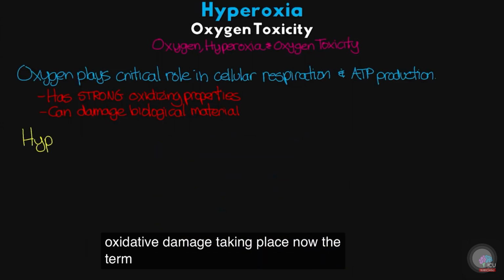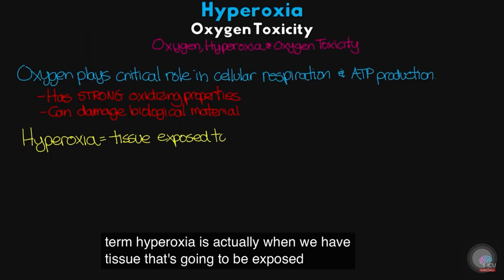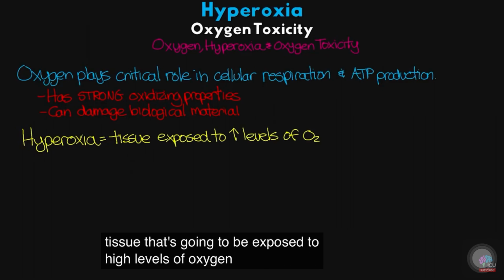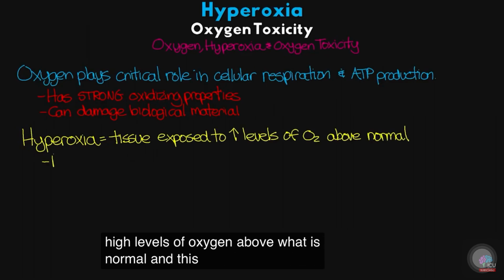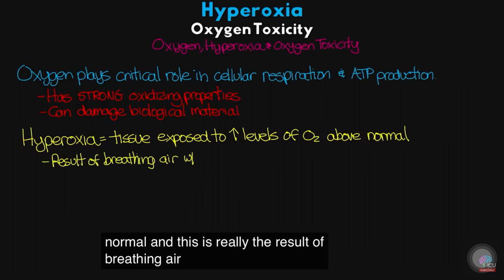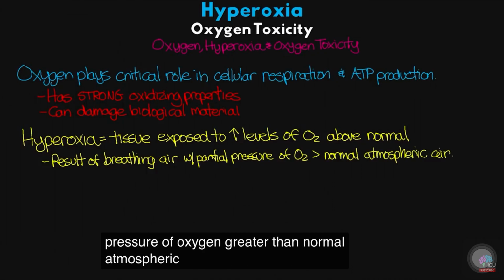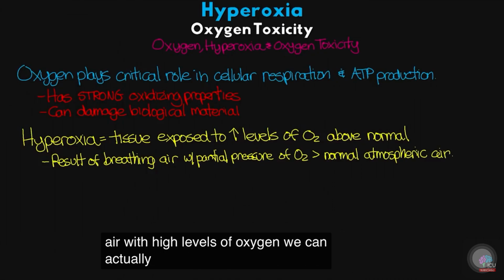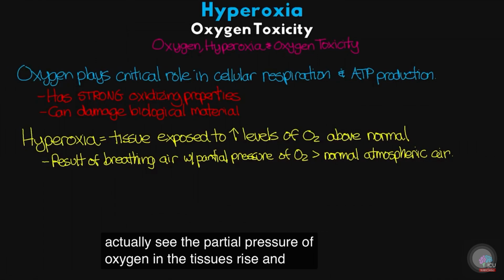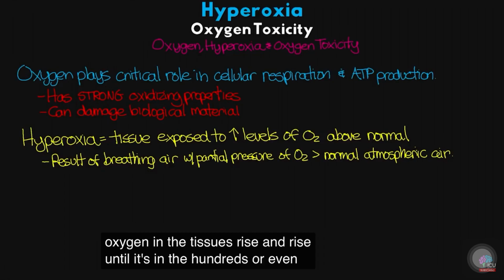Now, the term hyperoxia is when tissue is exposed to high levels of oxygen above what is normal. This is really the result of breathing air that has a partial pressure of oxygen greater than normal atmospheric air. And so when we breathe air with high levels of oxygen, we can actually see the partial pressure of oxygen in the tissues rise and rise until it's in the hundreds or even thousands.